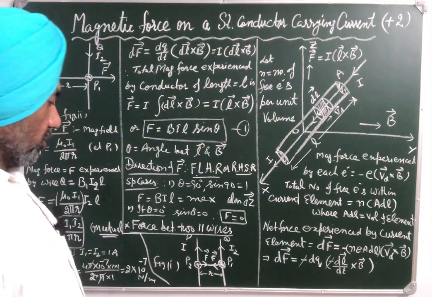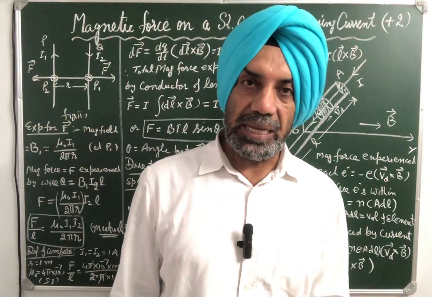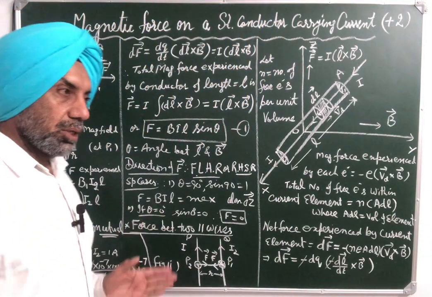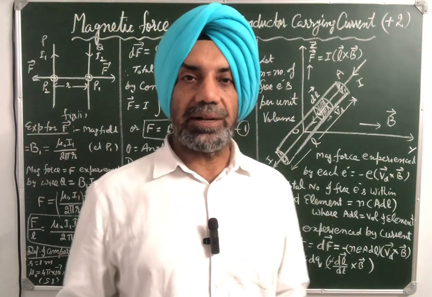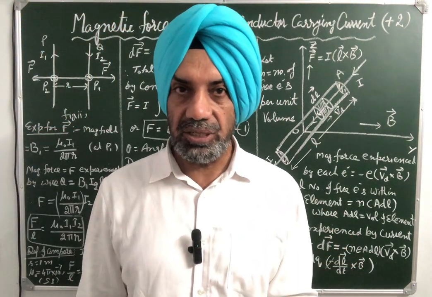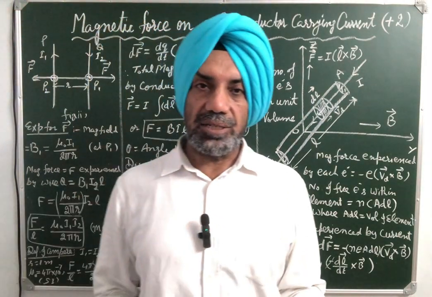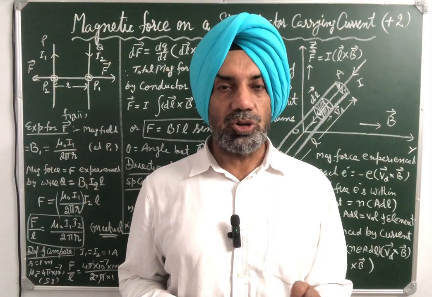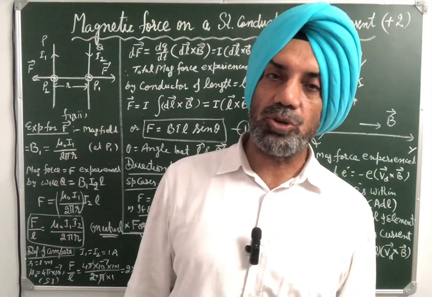Clear? Now we come to the force between two parallel wires. Since every wire carrying current placed in a magnetic field will experience magnetic force, when we have two parallel straight wires carrying current, how will they interact with each other? Two parallel wires carrying current in the same direction or opposite direction will interact with each other. We have to prove that when two parallel wires carry current in the same direction, they experience a force of attraction, whereas when they carry current in the opposite direction, they experience a force of repulsion.